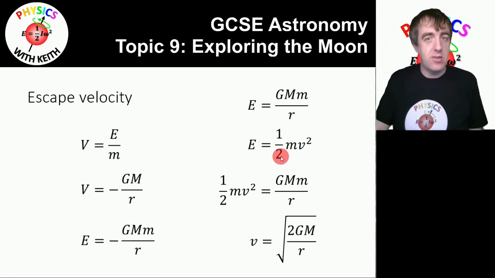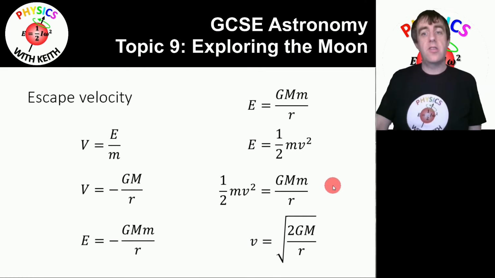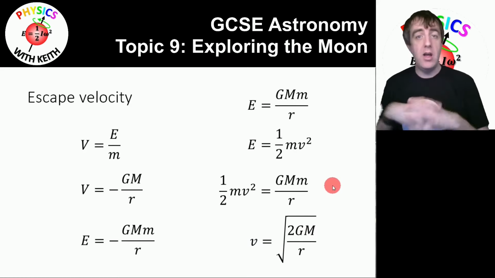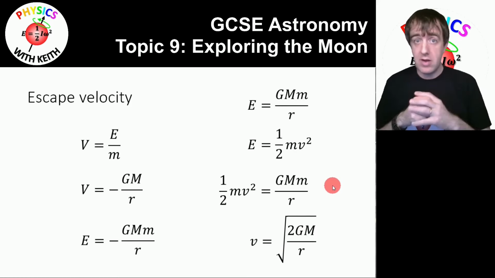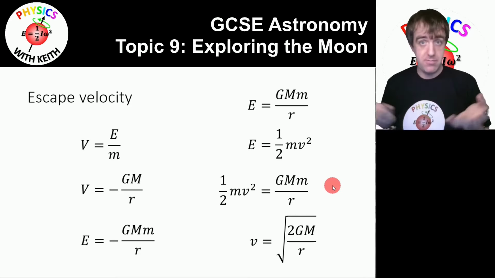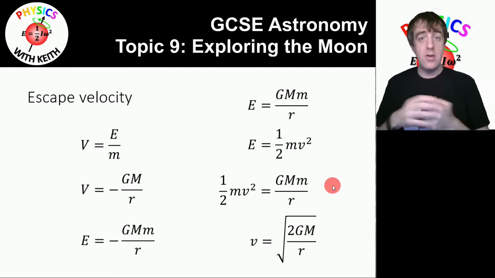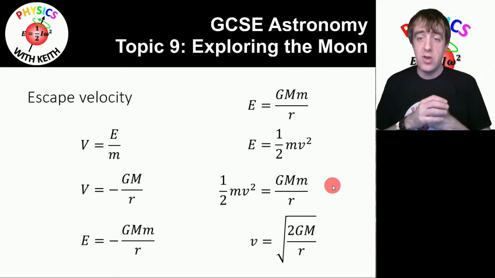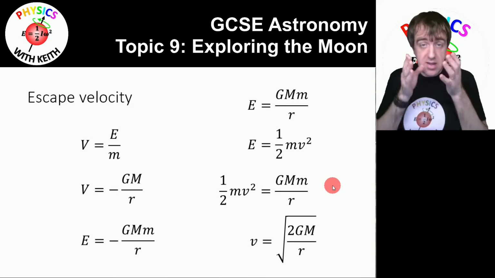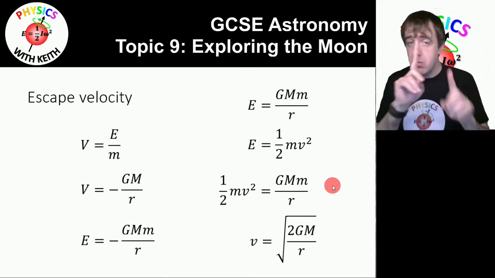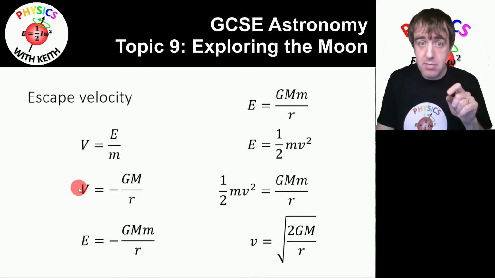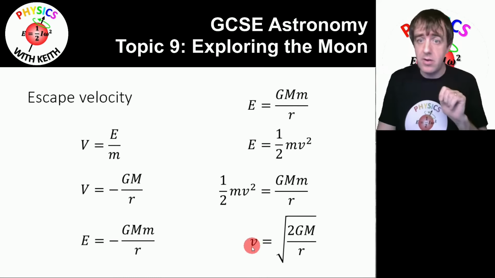Kinetic energy is half mv squared. So if I equate these two, you'll see the small mass will cancel. Rearrange to get v as the subject, that's the speed, and my speed is now this: the square root of 2GM over r, where G is the constant of universal gravitation, M is the mass of, in our case, the Earth, r is how far away from the center of the Earth we are, and v is the escape velocity. Be careful, because I've got a little v here and a big V here. So little v is the escape velocity.